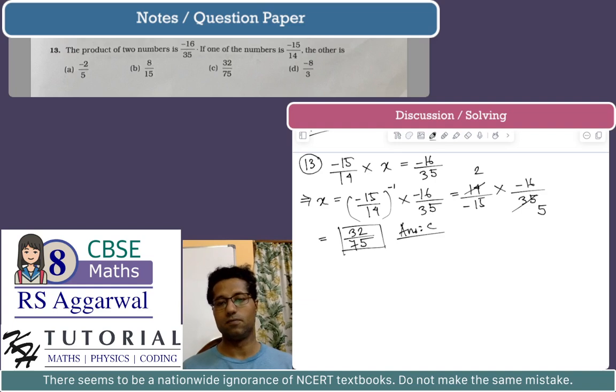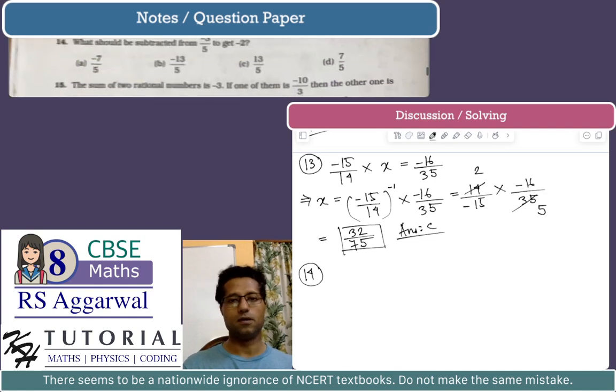One number was given to be minus 15 by 14, and the product of these two numbers, x and minus 15 by 14, was given to be minus 16 by 35. So x is 32 by 75. Let's do problem number 14.